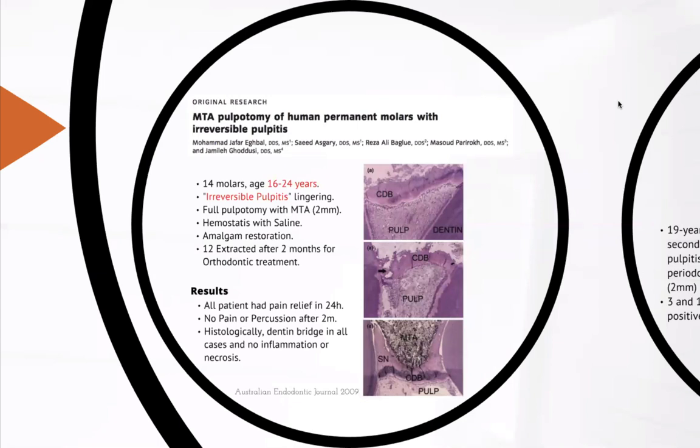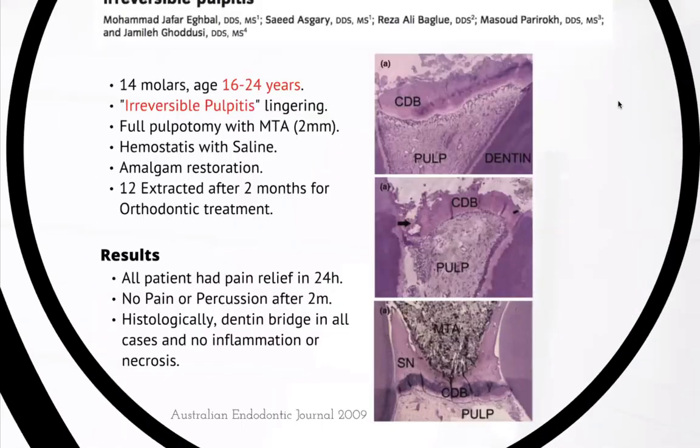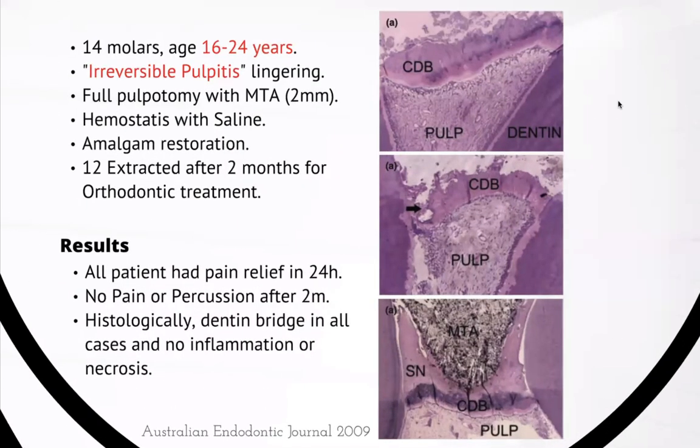Results. All patients had pain relief in 24 hours. This is what we expected, because we know that from the emergency studies, right? No pain on percussion after 2 months. Histologically, dentine bridge in all cases and no inflammation or necrosis. Look at these slides. The CDB means complete dentine bridge. In the image, down is the MTA, then the complete dentine bridge, and then the pulp. You can see that there is no inflammatory source.